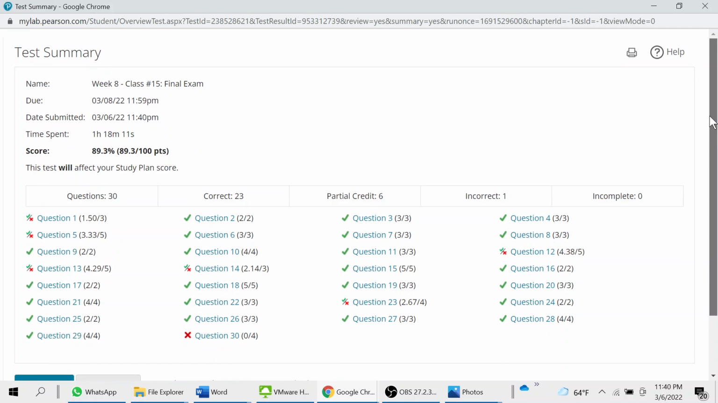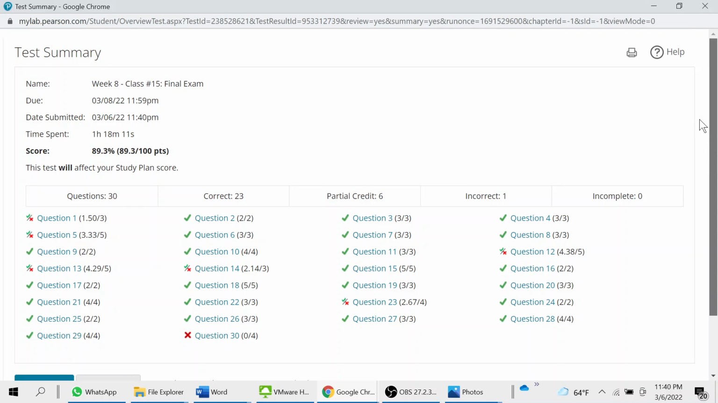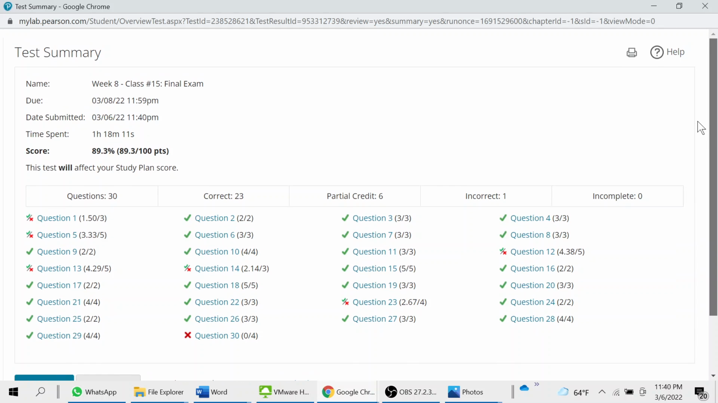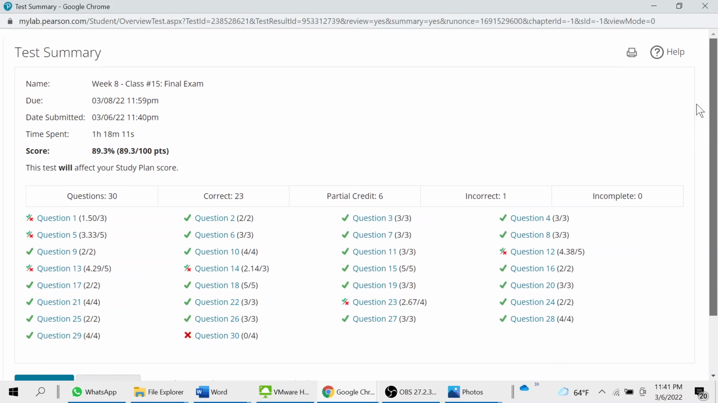89.3. Okay, not bad. B plus, almost close to a 90, which is an A minus. But I did complete this exam within my 80 to 100% guarantee, B minus to A plus score. I got a B plus, really close to an A minus, so it's good.